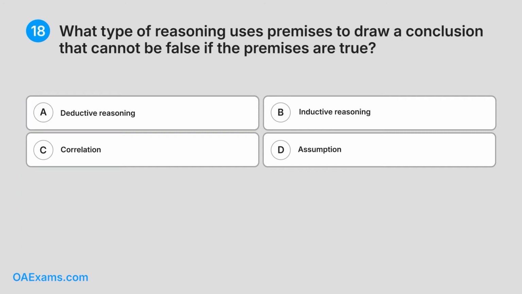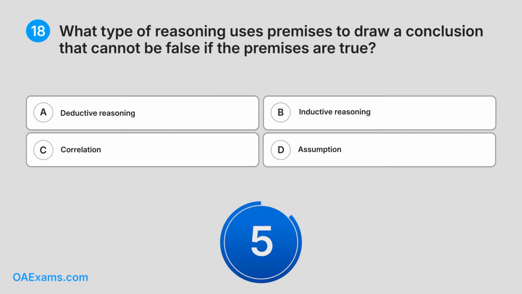18. What type of reasoning uses premises to draw a conclusion that cannot be false if the premises are true? A. Deductive reasoning. B. Inductive reasoning. C. Correlation. D. Assumption. What do you think is the answer?